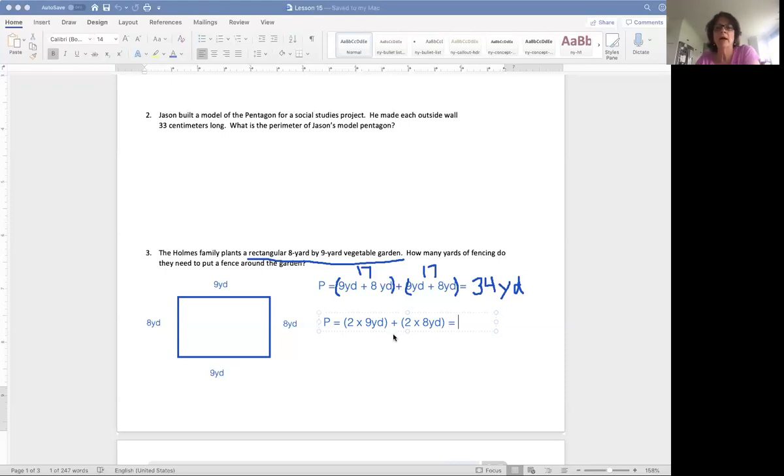All right, and now I can put my numbers above here to show my thinking. So 2 times 9 is 18. That represents the 2 sides that were 9 yards long. 2 times 8 is 16. That represents the 2 sides that were 8 yards long. And now I'm going to add those 2 numbers, 18 and 16. And you can certainly do your algorithm on the side of the page. And you would get 34 yards doing it this way, because 18 plus 16 is 34 yards.